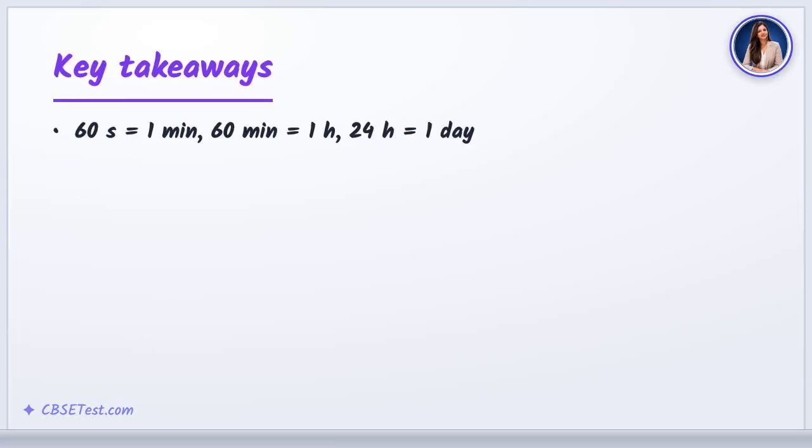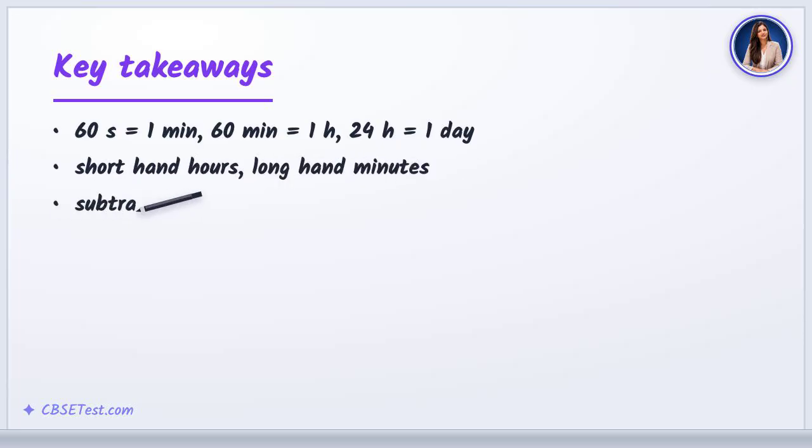To recap, 60 seconds a minute, 60 minutes an hour, 24 hours a day. The shorthand shows hours, the longhand minutes, and subtract to find elapsed time.